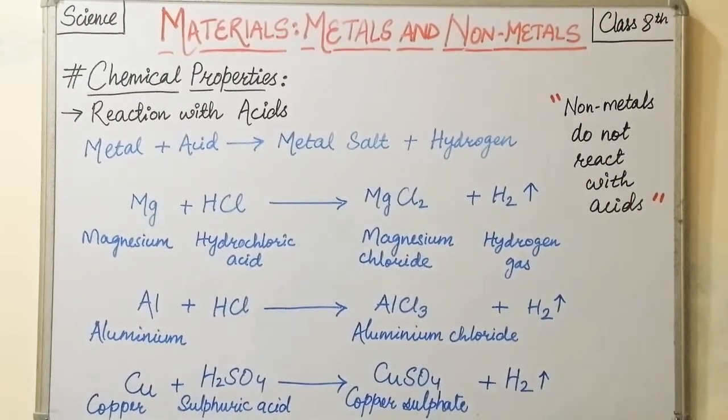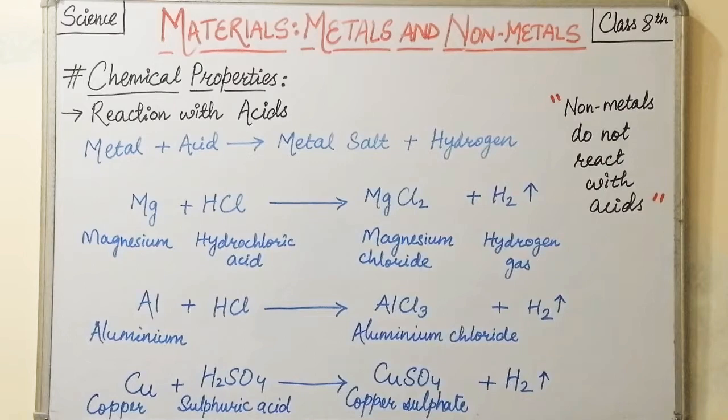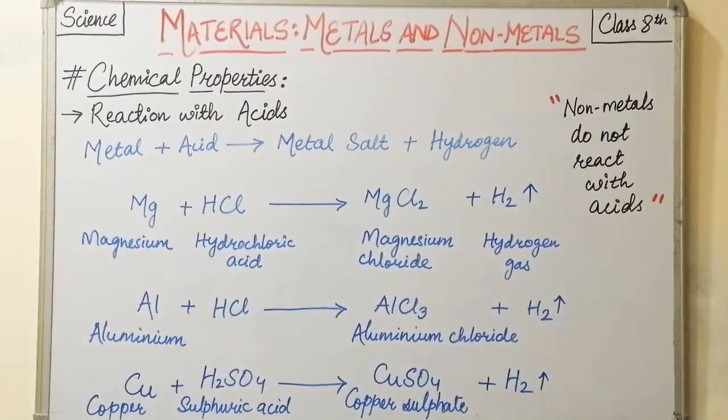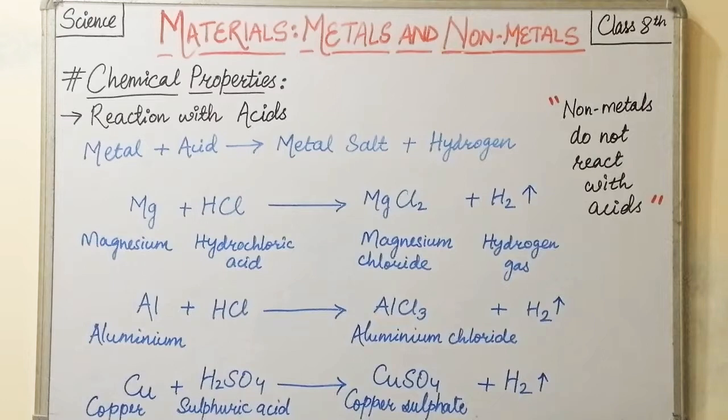Now here we can see that magnesium and aluminium react with hydrochloric acid, but copper does not show any reaction with hydrochloric acid. Instead, it reacts with sulfuric acid and gives us copper sulfate. In a similar way, iron filings also react with sulfuric acid and give us FeSO4, that is iron sulfate or ferrous sulfate. As I have already told you, Fe stands for ferrum, which is the Latin name of iron, along with release of hydrogen gas.